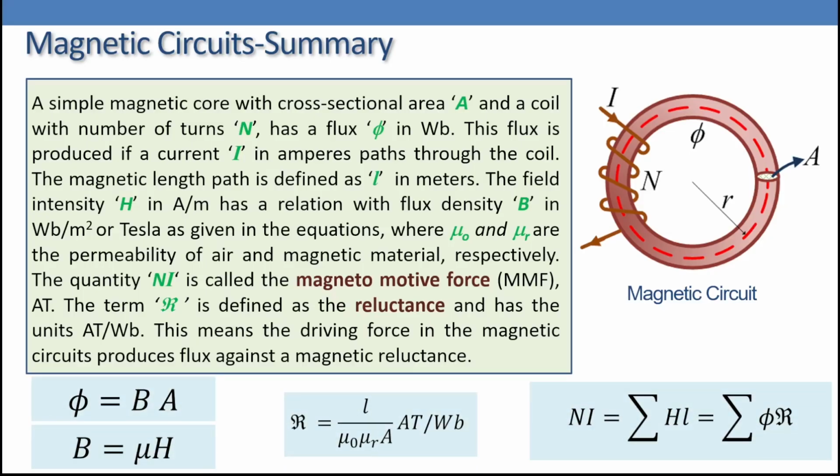So the main equations for the magnetic circuit are: phi equals BA, B equals mu H, the reluctance R equals L over mu naught mu r A, and Ni equals sigma HL or sigma phi reluctance.